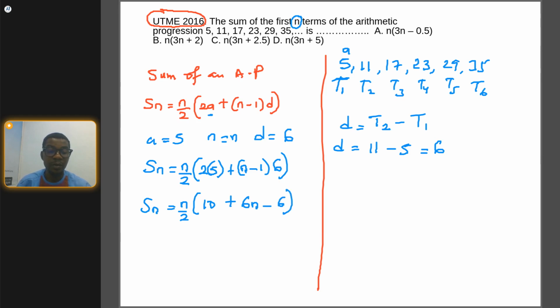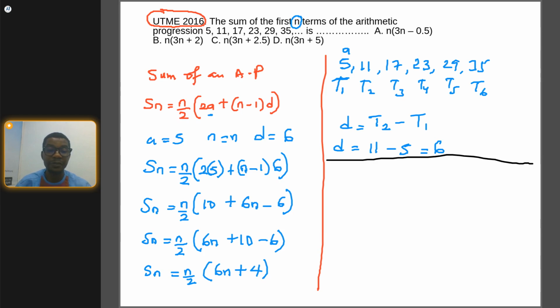We close the brackets. We have Sn equals n over 2. Collecting like terms in the brackets, we have 6n plus 10 minus 6. Close brackets. Sn is equal to n over 2, open the brackets, 6n, subtract 6 from 10. That will be 4. So we'll proceed to simplify so we can have something similar to the options we have here.